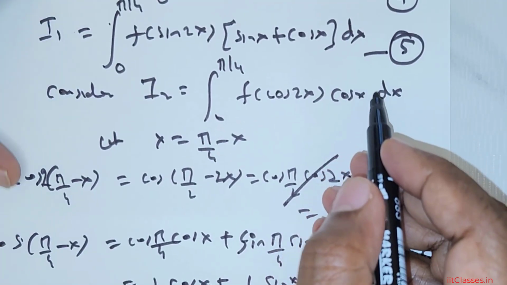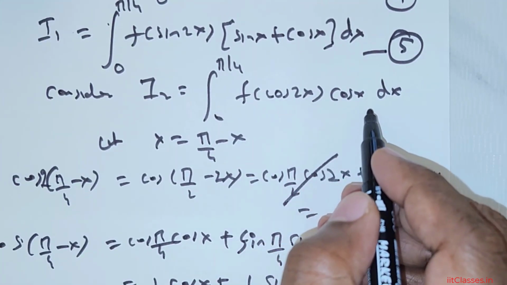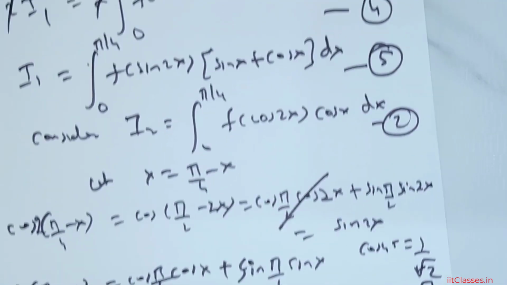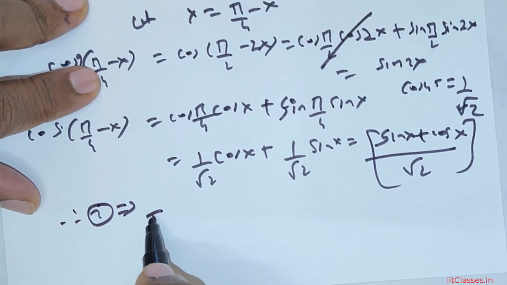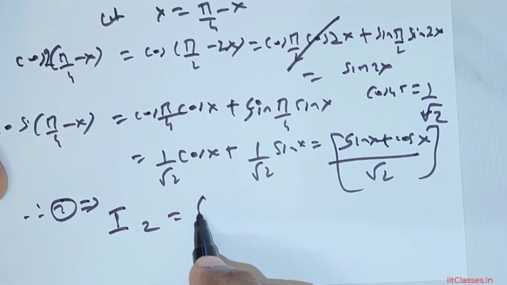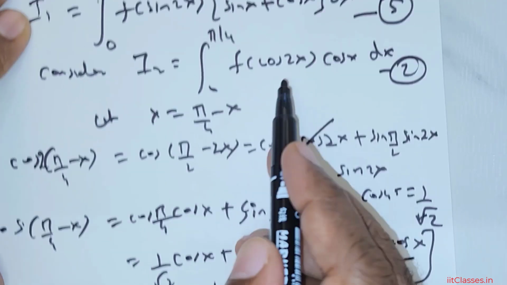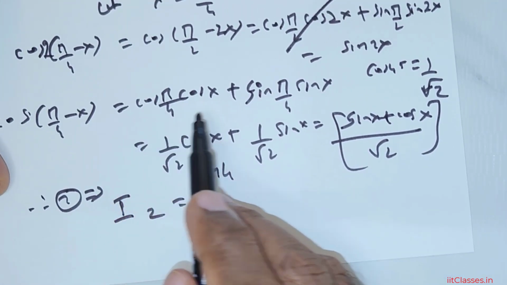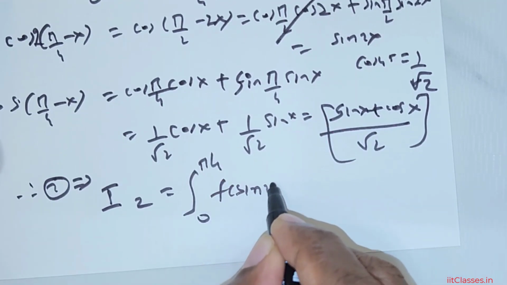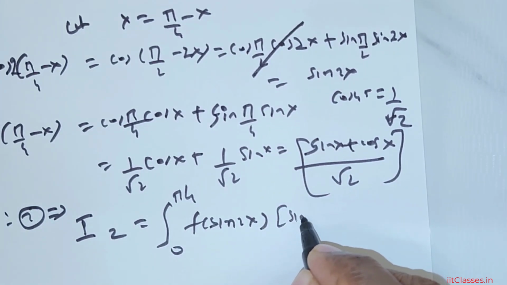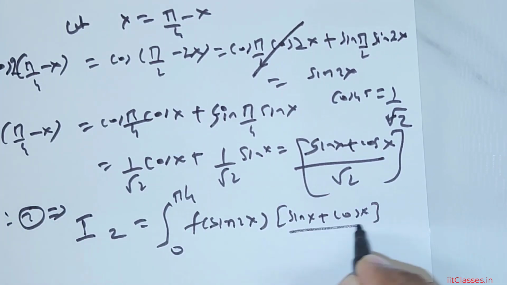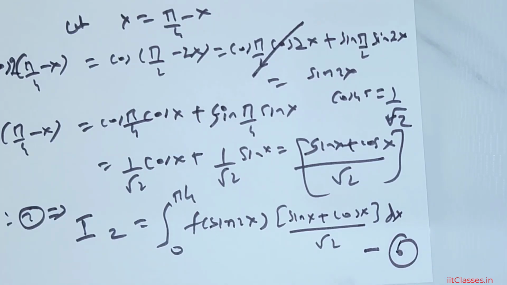Okay, so therefore, this was our 2, right? So I can rewrite I2 as integral 0 to pi over 4 f of cos 2x, where f of cos 2x will become f of sine 2x, and cos x will become sine x plus cos x divided by root of 2 times dx. Now this is going to be our 6.